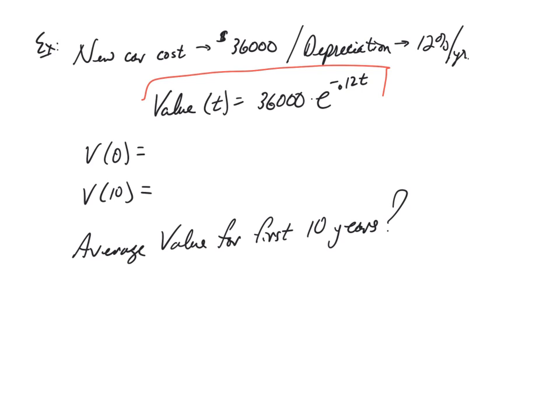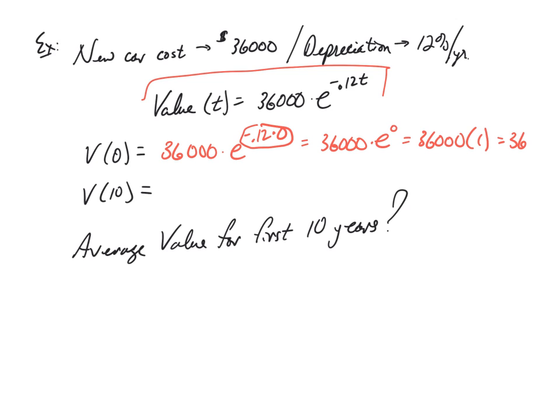Therefore, what would be the value at time equals 0? Well, you know the answer because the new car cost was 36 grand. But just to show you the formula works, this would be equal to 36,000 times e to the negative 0.12 times 0 power. Now, of course, negative 0.12 times 0 is 0. What's anything raised to the 0 power? 1. So 36,000 times 1 is $36,000. So, of course, no surprise, that just shows you the equation works when time is equal to 0.